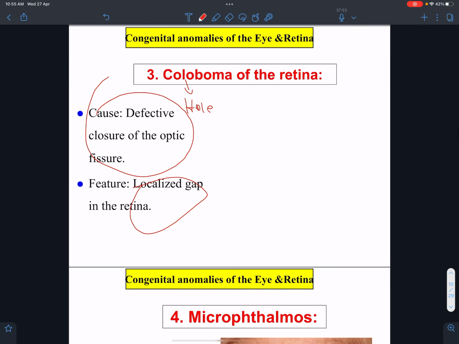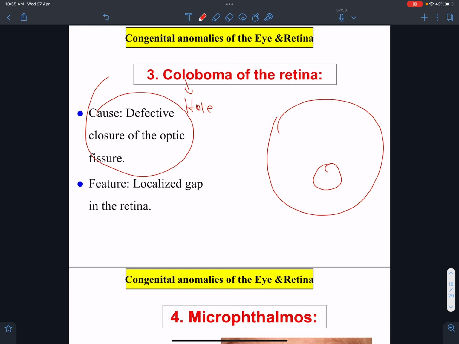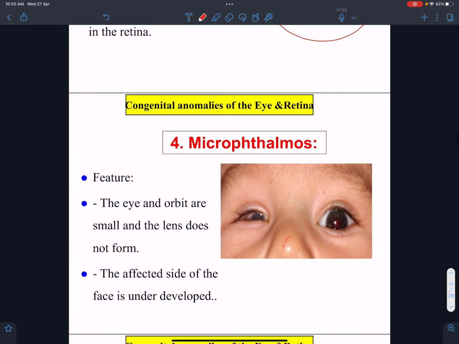There is a localized gap in the retina, and you will see it if you do an ophthalmoscope. If you look at the fundus, you'll see a white gap in this reddish tissue. This is coloboma of the retina.